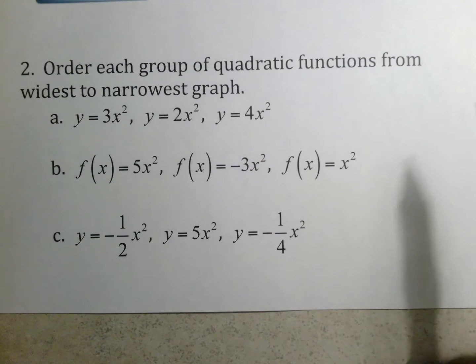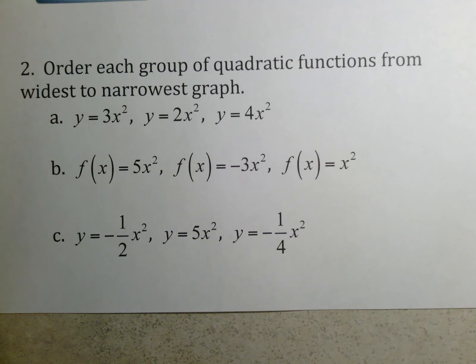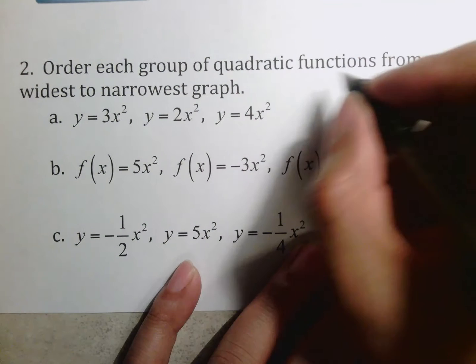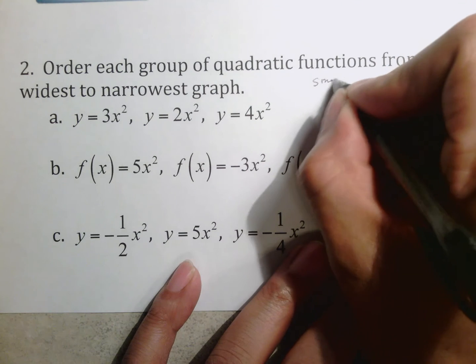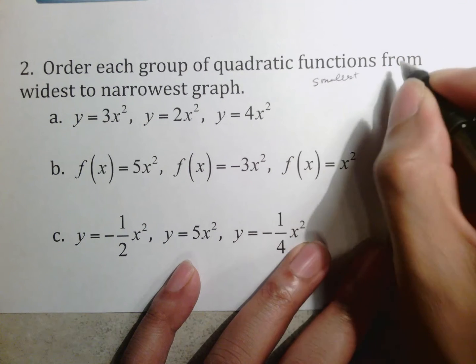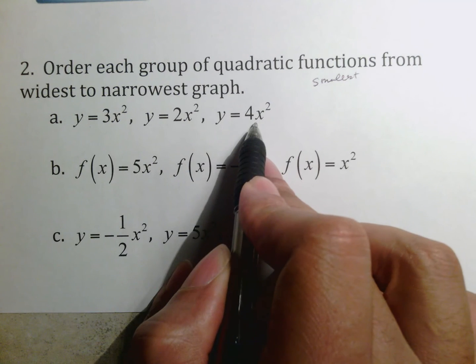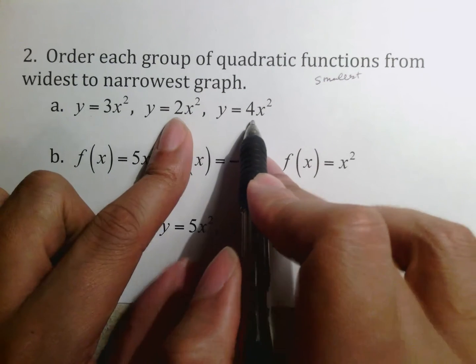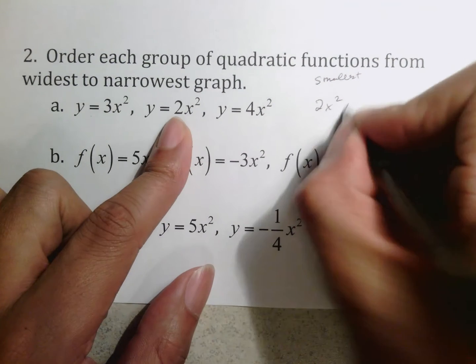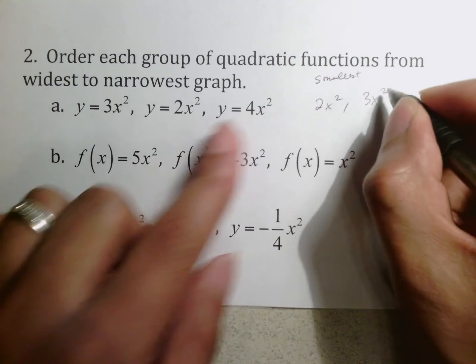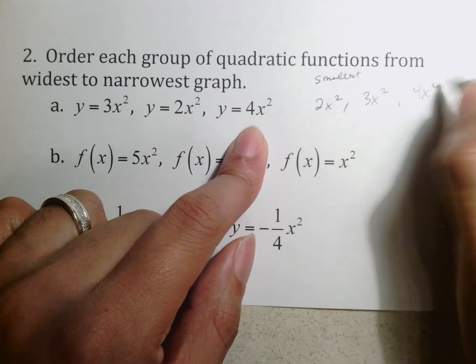Looking at question number 2, it says order each group from widest to narrowest. Again, what we have learned, and this is the key thing, is that the widest is going to be the smallest number. And so if you're looking at 3x squared, 2x squared, and 4x squared, the widest is going to be the smallest number. So 2x squared should be the widest. Of course, 3x squared would be next, and 4x squared should be last if you had to pick.